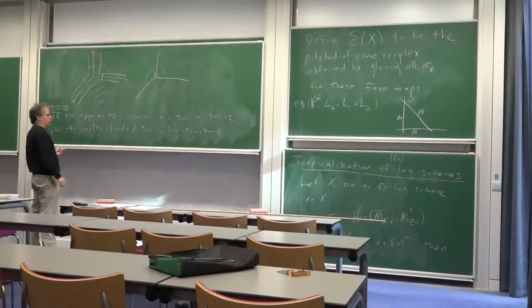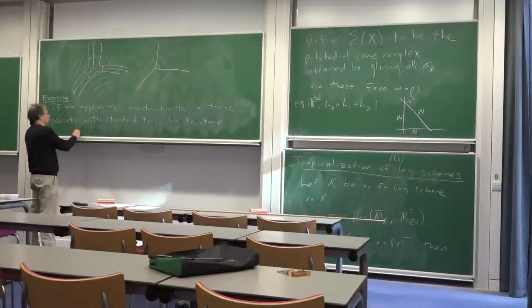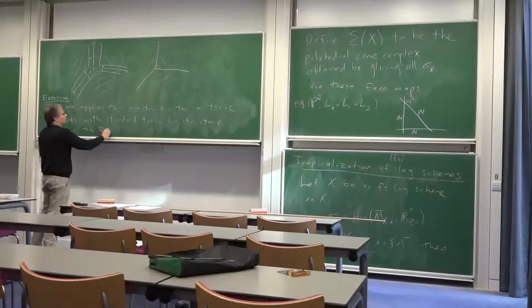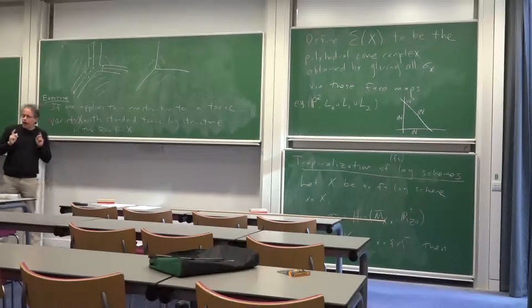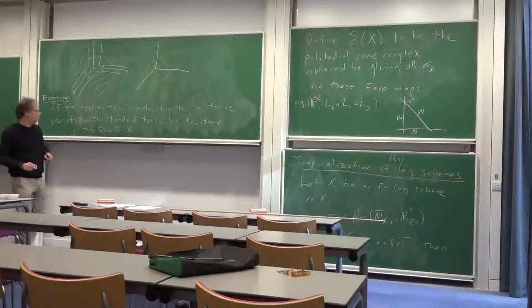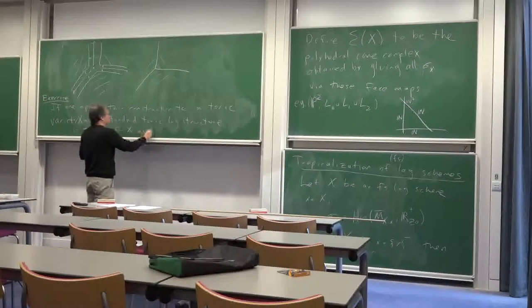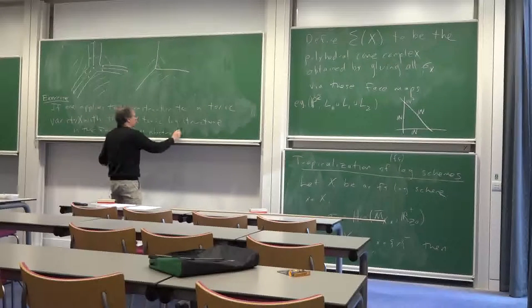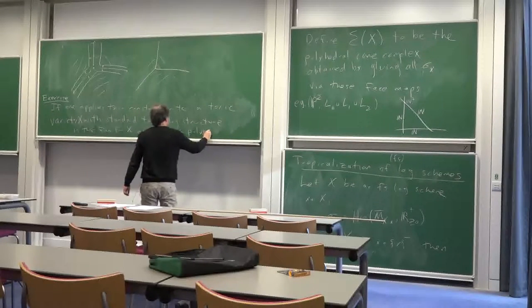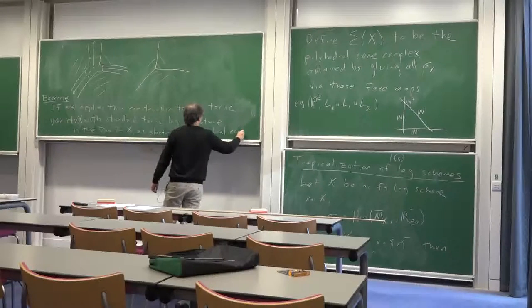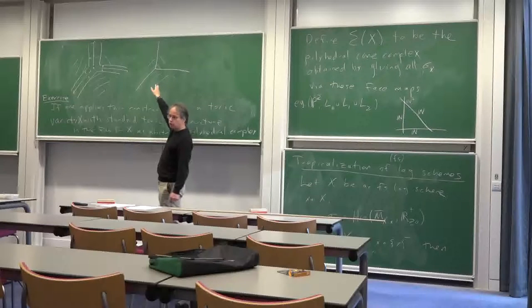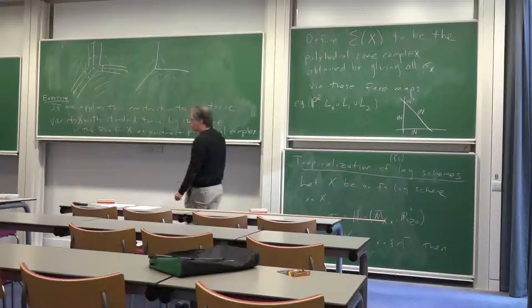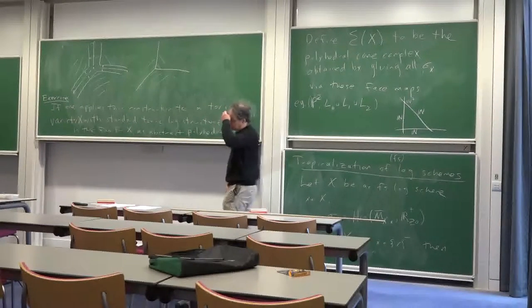The tropicalization of X with a standard toric log structure is the fan. X is a fan for X, but only as an abstract polyhedral complex. Where all we get here is three quadrants glued together. We don't know how they're sitting inside the plane. There's no information about that.